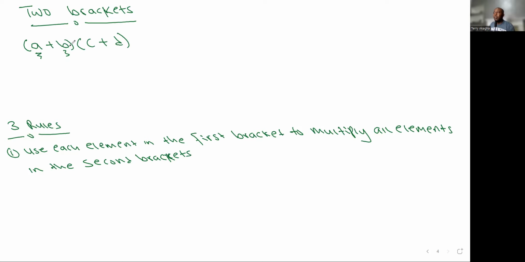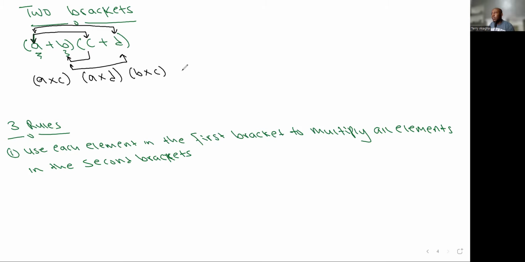So let's go. It's going to be A multiplied by C. Okay. Then we also have A multiplied by what? D. Okay, then you repeat the same thing, B multiplied by C, and you also have B multiplied by what? D.